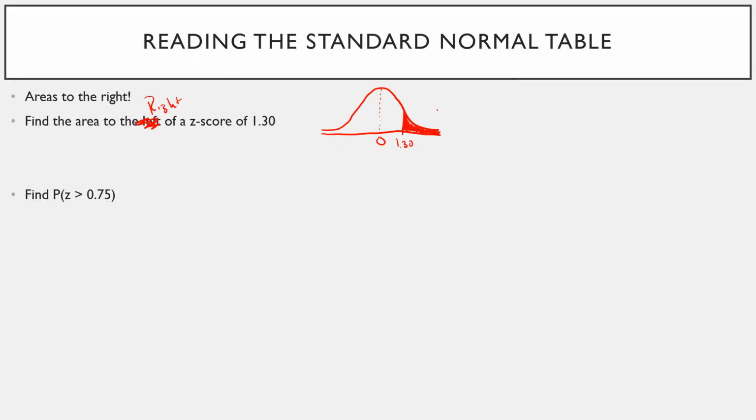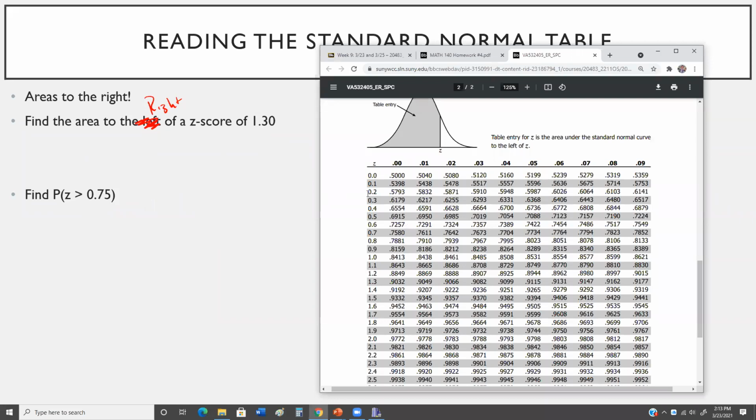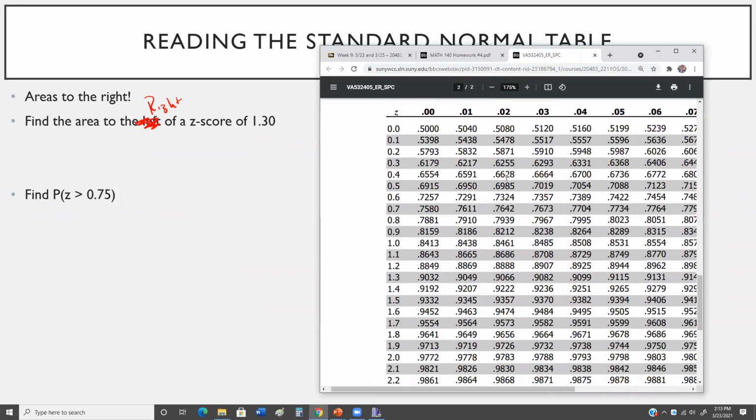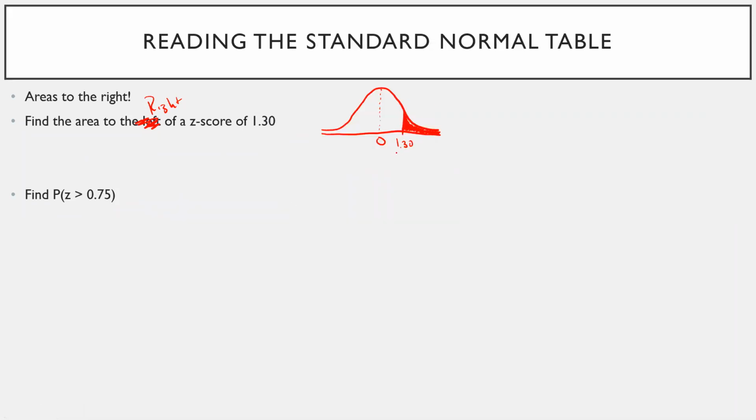Okay. So here's all you're going to do. First, you're going to look up a z-score of 1.30. So you're going to grab your table. You're going to go to the positive side here. You're going to scroll down to 1.3, and then the last digit is a 0. And do you guys see the number 0.9032? Yes. Okay. So that's the area to the left.